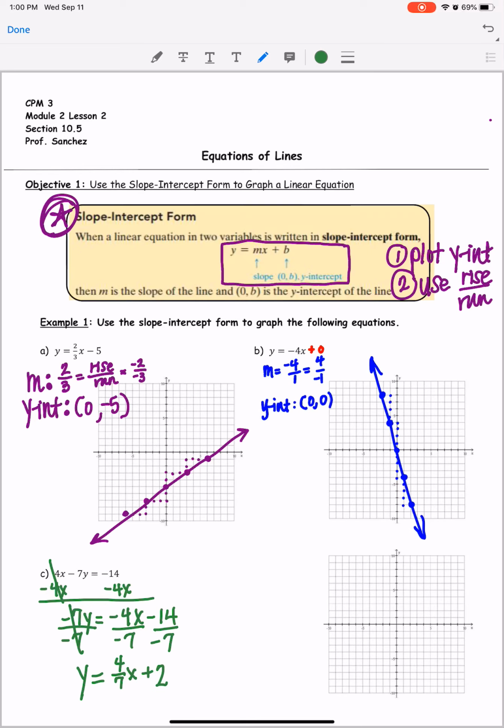So then list your stuff. My slope is what's in front of the x, so it's 4 over 7. And notice I'm not putting the x with it, right? It's just 4 over 7. And my y-intercept is this one here. Since it's your y-intercept, that means 2 goes in your y. So 0 here for your x. So plot your line.